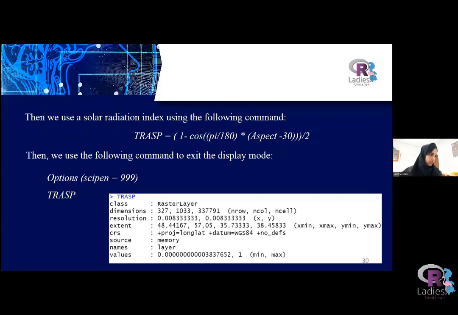Then we calculate a solar radiation index using the following commands. Then we use the following commands to access the display mode. According to the obtained values, which are between 1 and 0, the number 1 indicates the south and southern direction, and the number 0 indicates the north and northern direction.